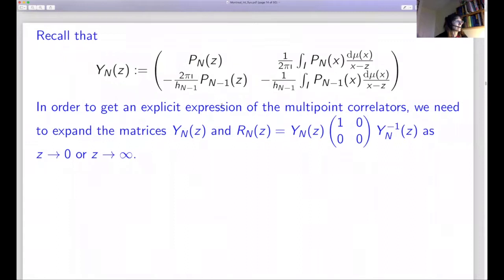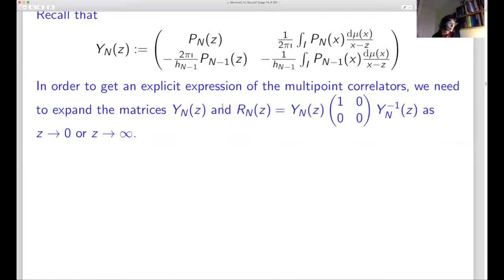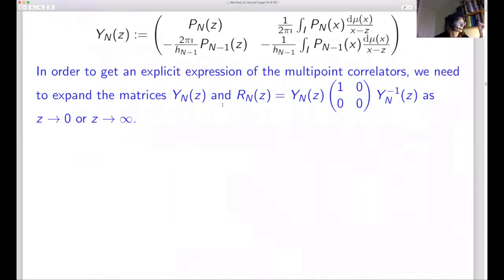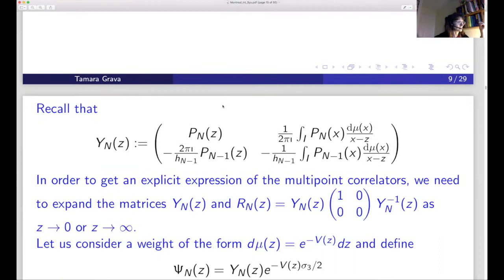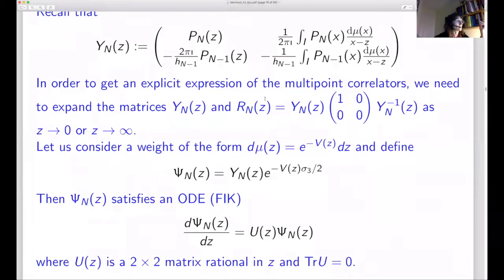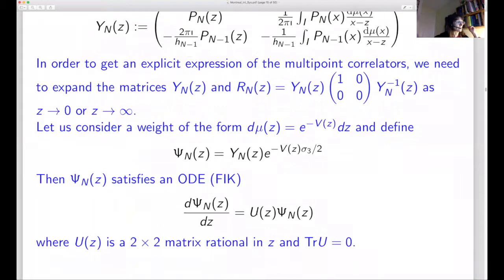The idea was to calculate, but we didn't get much. You need to get a structure, and it's easier to get a structure from a differential equation. So the first observation is, let's check what differential equation is satisfied by R. This is standard literature. Y of N satisfies a Riemann-Hilbert problem, and to get a constant jump we just shift the weights. We assume that the weight is of exponential form, which is the case for Jacobi and Laguerre. From Y we define psi, and this psi satisfies an ODE in Z, where U is a rational function in Z and the trace of U is equal to zero. Everything is standard literature.